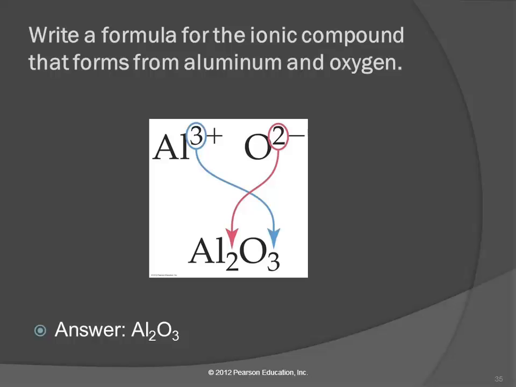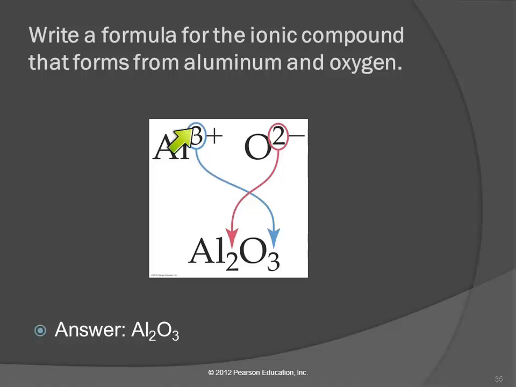So let's look at some examples here. The question might say, write a formula for the ionic compound that forms from aluminum and oxygen. So aluminum has a 3+ charge. We figure that out from the periodic table. It's in group 3. It's got a 3+ charge. Oxygen has a -2 charge, O2-, because it's 2 columns over from the noble gases.